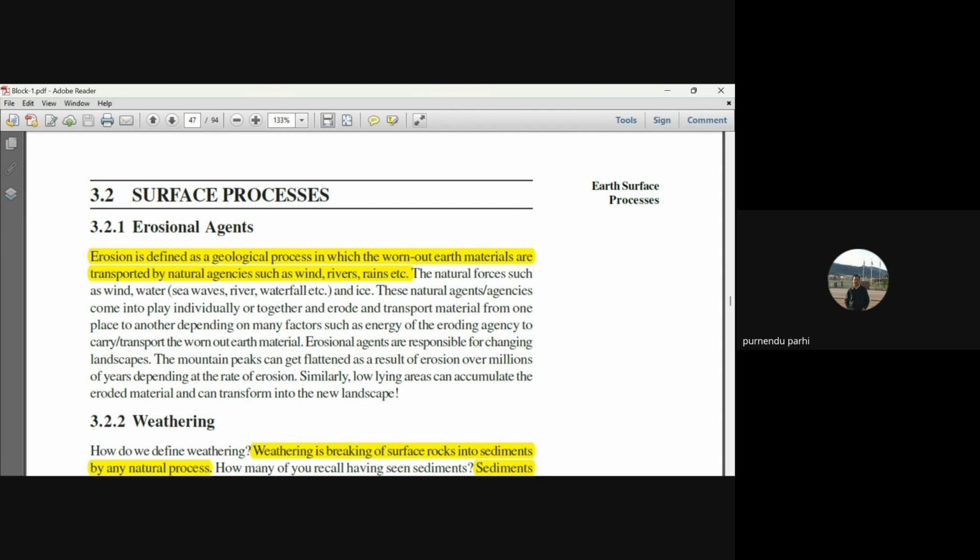These natural agents or agencies come into play individually or together and erode and transport material from one place to another, depending on many factors such as the energy of the eroding agency to transport the worn out earth material. Erosional agents are responsible for changing landscapes. A mountain peak can get flattened as a result of erosion over millions of years, depending on the rate of erosion. Similarly, low-lying areas can accumulate the eroded materials and can transform into a new landscape.